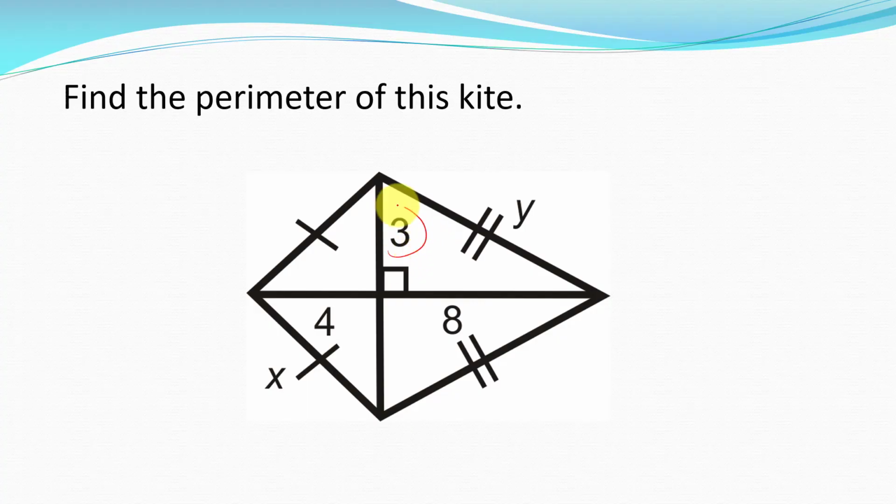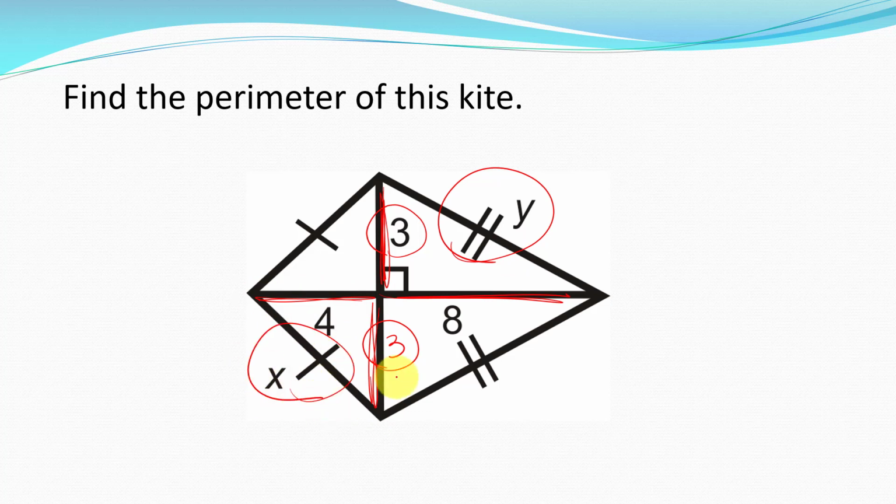If this is 3, then this must be 3. If this one is 8, so here we've got one triangle with sides of 3 and 8. That's going to get you this side. Here you've got another triangle with 3 and 4. That's going to get you this side.